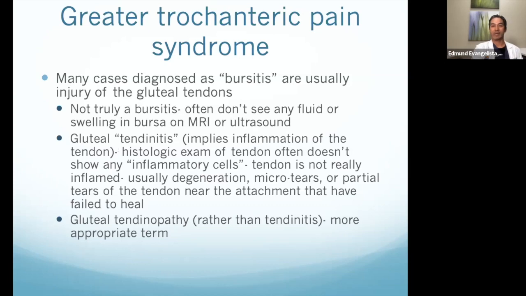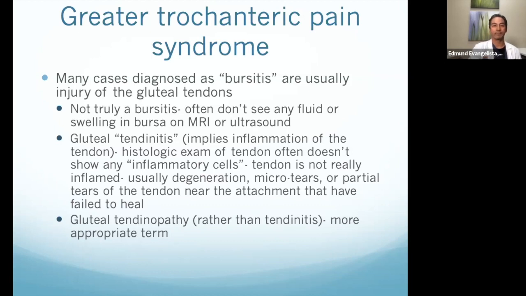So a lot of these patients can be diagnosed with gluteal tendonitis. Now, tendonitis may not be the most appropriate term because tendonitis implies that there's inflammation of the tendon. However, if we look at the tendon histologically under a microscope, there's a lot of times not any inflammatory cells. So the tendon isn't actually inflamed. It's more of a degeneration of the tendon. The tendon is degenerated. There are micro tears or partial tears of the tendon that have failed to heal. So it's really a tearing or micro tears of the tendon, not really inflammation. So the term gluteal tendinopathy is the term that we like to use medically rather than tendonitis, as tendinopathy is probably the more appropriate term from a medical standpoint.